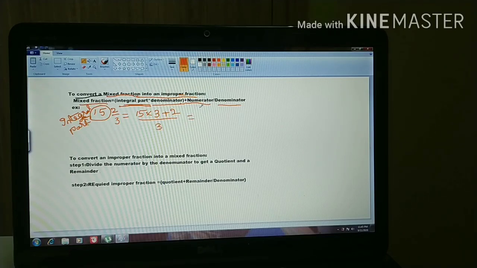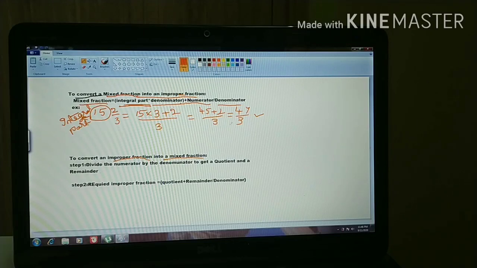Now see, 15 into 3 is 45, plus 2, divided by 3. That is 47 by 3. Like this you convert into an improper fraction. You know what an improper fraction is? The numerator is always greater than the denominator; then that fraction is called an improper fraction. Now see, to convert an improper fraction into a mixed fraction.